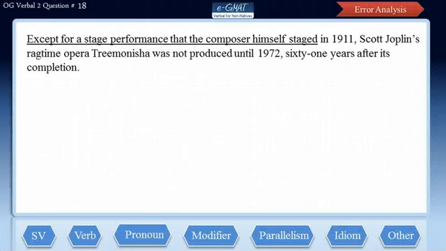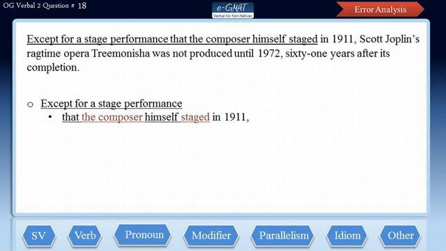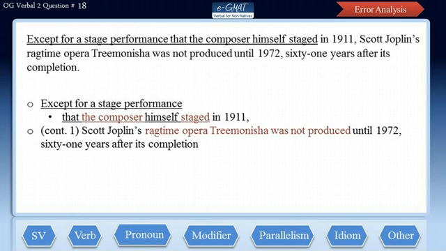Now let us evaluate the errors by splitting the sentence into its clauses. So here comes the first one, except for a stage performance. Presence of that tells us that we have another clause here that reads that the composer himself staged in 1911. Here the composer is the subject and staged is the verb. Now what we have here is the continuation of the first clause. In the first portion of this clause, we did not have a subject-verb pair, which actually appears in the latter portion of the clause. It reads, Scott Joplin's ragtime opera Tremonisha was not produced until 1972, 61 years after its completion. Here, ragtime opera Tremonisha is the subject and was not produced is the verb.